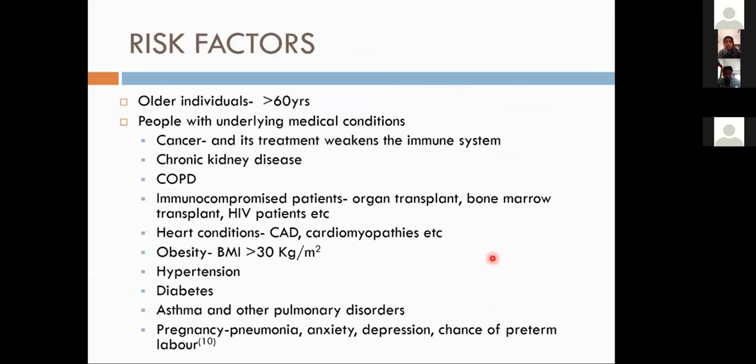Risk factors. Older individuals over 60 years and children are most likely to be vulnerable to infection. People with underlying medical conditions like cancer and its specified treatment, chronic kidney disease, COPD, immunocompromised patients, people having heart conditions like CAD and cardiomyopathy, people with obesity with a BMI over 30 kilograms per meter squared, people with hypertension, diabetes, asthma, and other pulmonary disorders, and people with pregnancy, pneumonia, anxiety, depression, or chance of preterm labor are all vulnerable and prone to COVID-19.